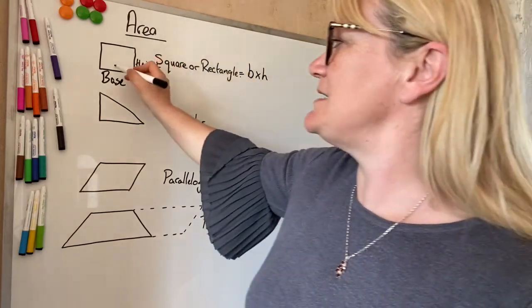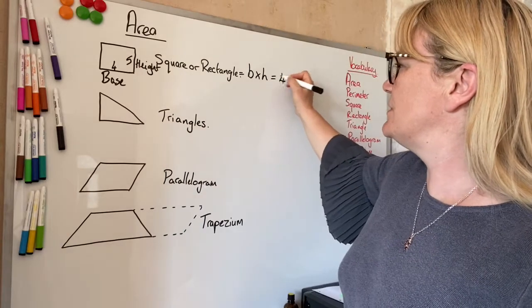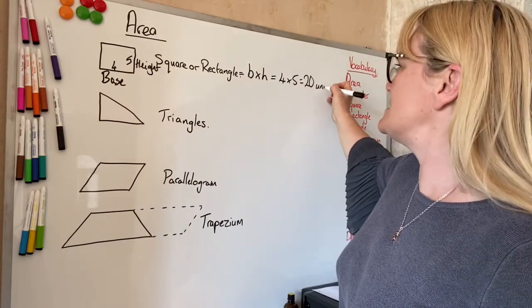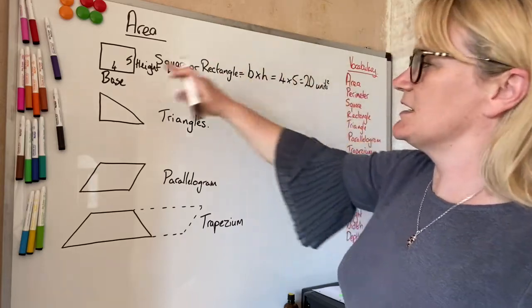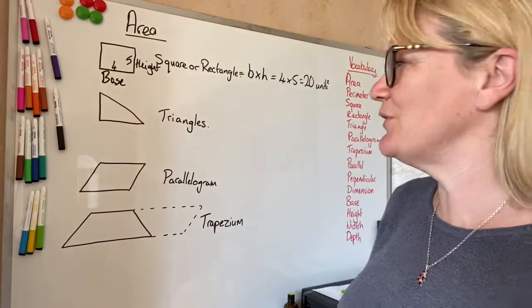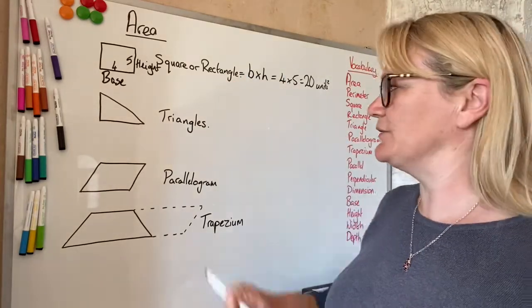So if we had a base of 4 and a height of 5, we would do 4 times 5, giving us 20, and in this case it's units squared, because I haven't mentioned whether it's centimetres or metres or kilometres or whatever. Okay, so base times height for the area of a square or a rectangle.